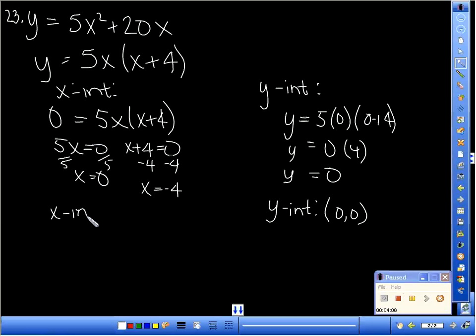My x-intercepts are 0, 0, and negative 4, 0.